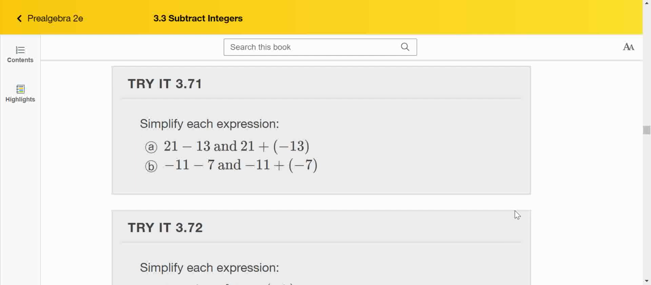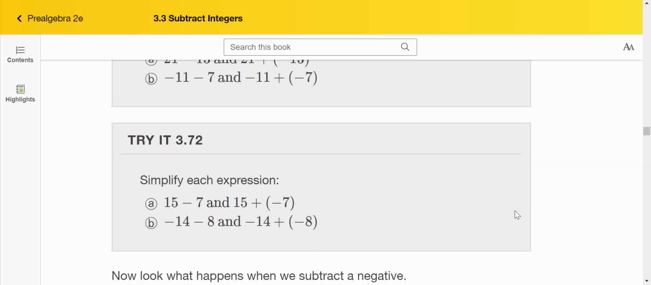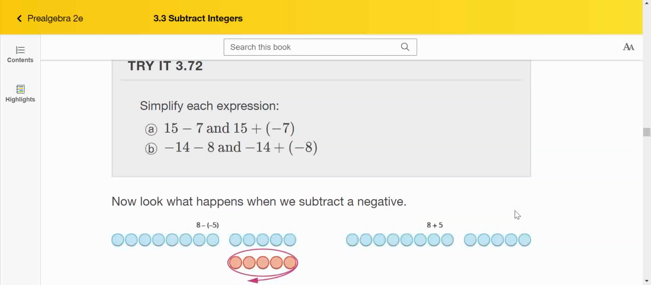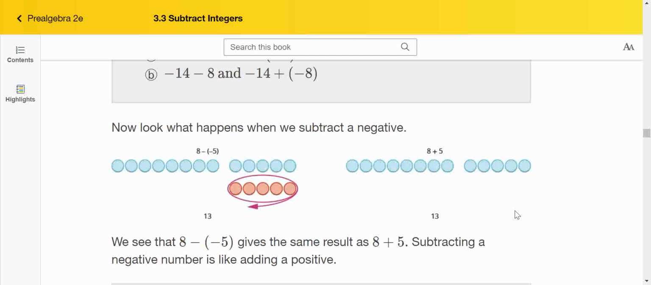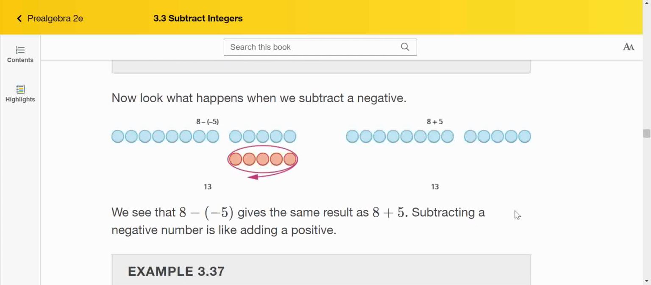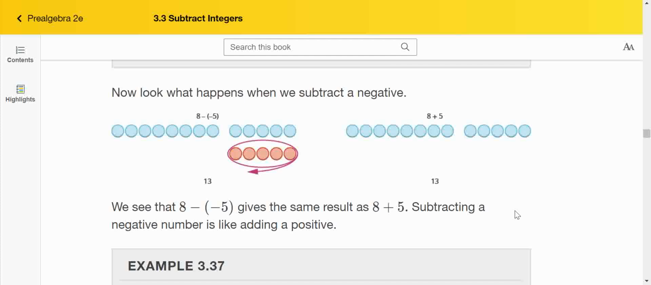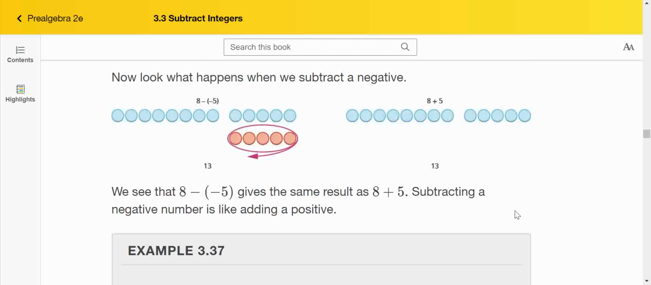We have some try-it problems here. Now look what happens when we subtract a negative. We see that 8 minus minus 5 gives the same result as 8 plus 5. Subtracting a negative number is like adding a positive.